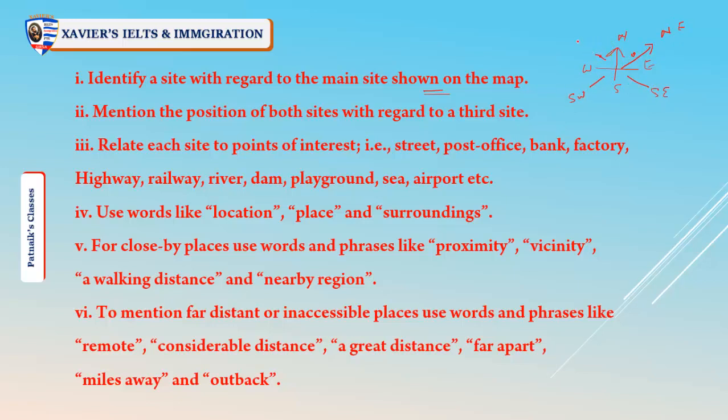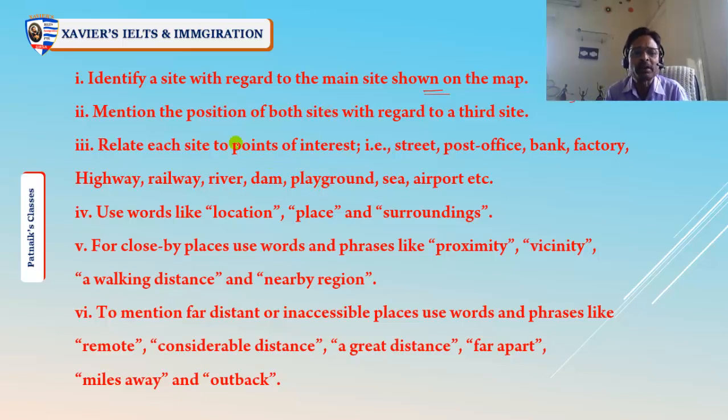So this way, these kind of words, these kind of phrases you can use to mark the position of those buildings or those places, right? Then mention the position of both sides with regards to the third side, right? Just like in the previous slide I told you, to the right of the swimming pool, or in front of the hotel, right? These are the words we use to represent or link the sites, for a better understanding. Then relate each site to points of interest, like street, post office, bank, factory, highway, railway, all these things, right?